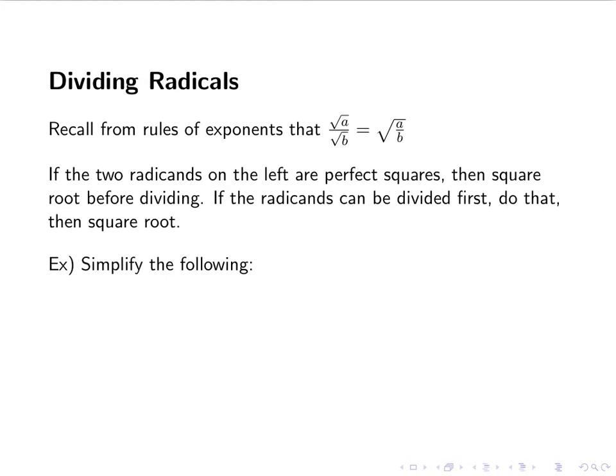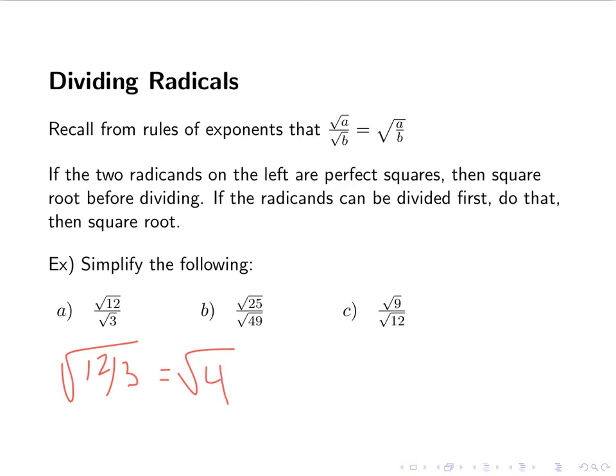So let's simplify the following. The square root of 12 divided by the square root of 3. So if I notice, neither 12 nor 3 are perfect squares, but 3 does go into 12 evenly. So I'm going to rewrite this as the square root of 12 divided by 3, which is the square root of 4. And the square root of 4 is 2.